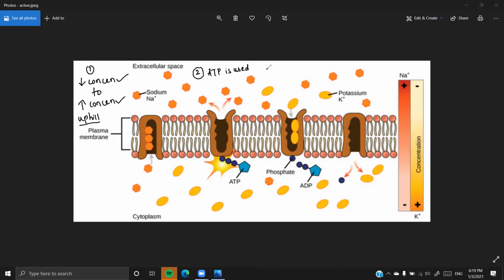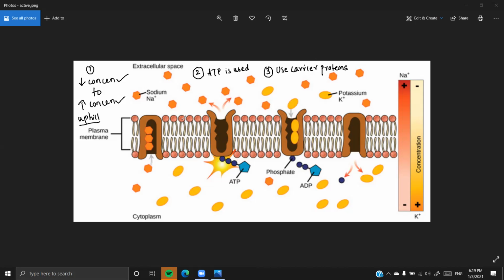Here also we are going to use the membrane proteins, the carrier proteins. We are going to require the carrier proteins to move these ions or molecules across the membrane. So this is important to remember, children.